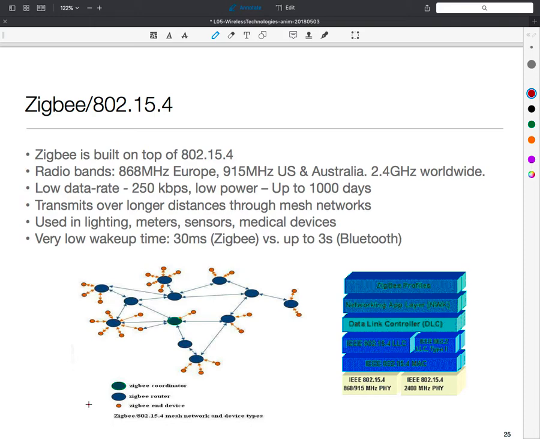Distances are short, and you cope with that short distance by having mesh networks. So Zigbee provides the mesh routing on top of it. And this is a very important part: it's designed for very low wake-up time, 30 milliseconds versus 3 seconds, and I might add this is for classical Bluetooth.